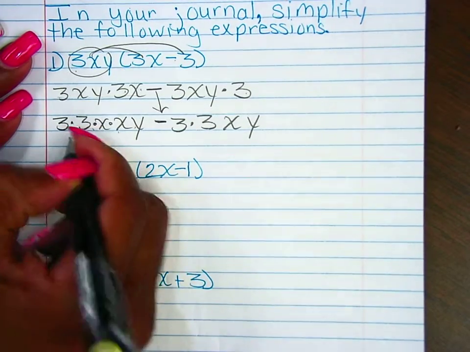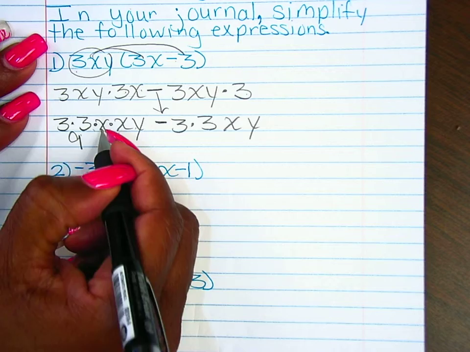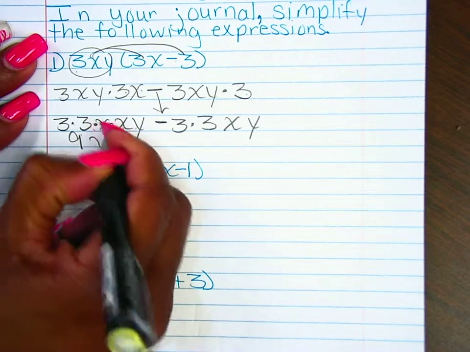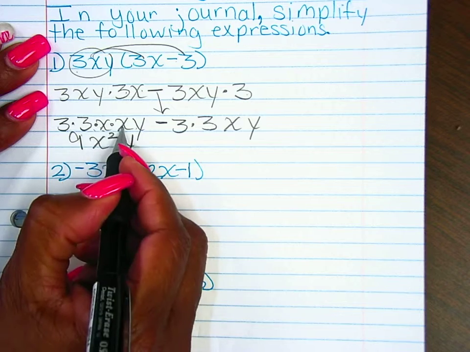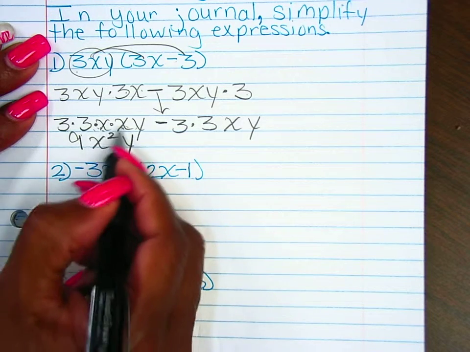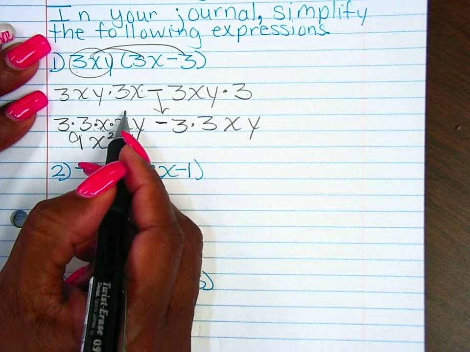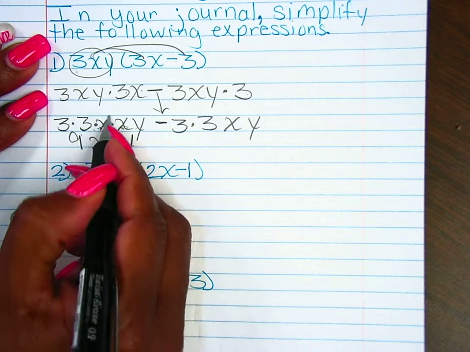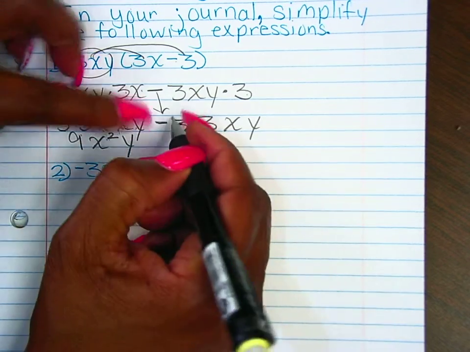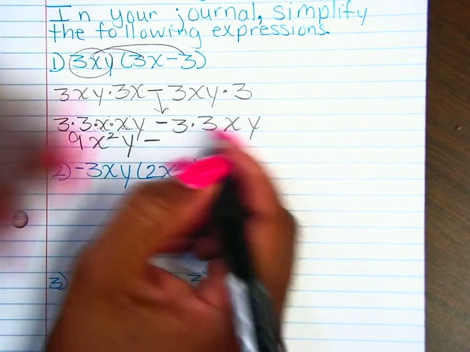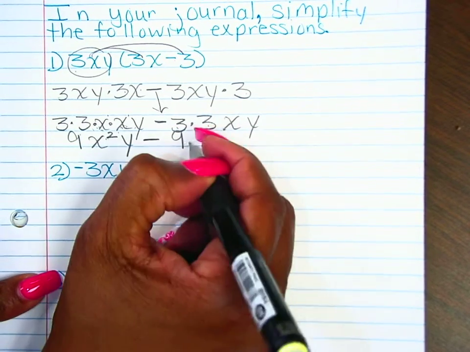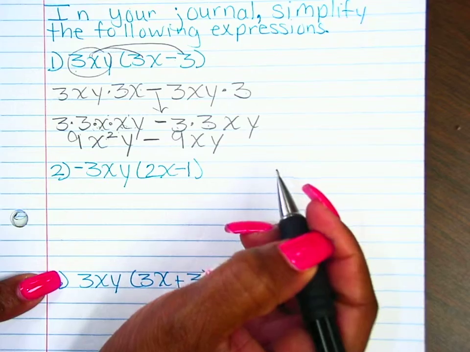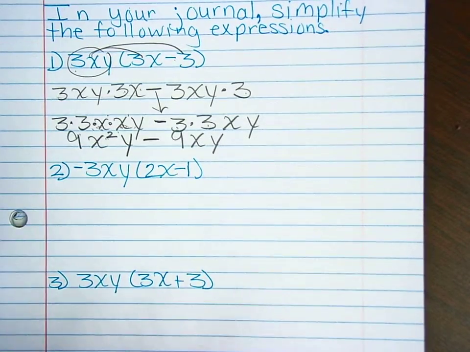So 3 times 3 is 9. The base here is x, so x times x, that's x squared, times y. It's multiplication, so the bases are the same. It's 2 x's that we're multiplying, so we add the exponents 1 plus 1 to get 2. Here we already took care of the negative, so you just write subtraction. 3 times 3 is 9. X and y, just affix it to the 9. And you're done.